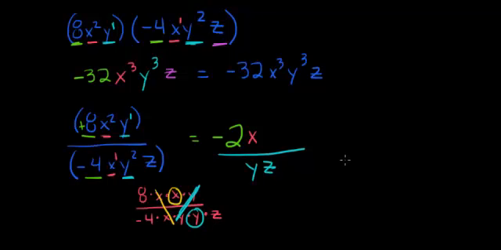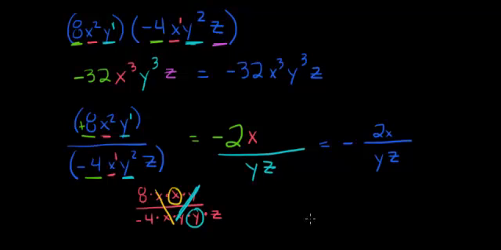So if I was to write my final answer now, I'm going to have a negative 2x over y z. The negative applies to the entire term because it's 8 divided by negative 4. I had the negative 2 here just because I had the 8 divided by the negative 4. Wasn't sure how it was going to play out until I got all the way done, but the negative applies to the whole thing. So negative 2x over y z.